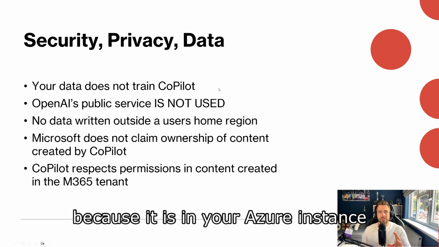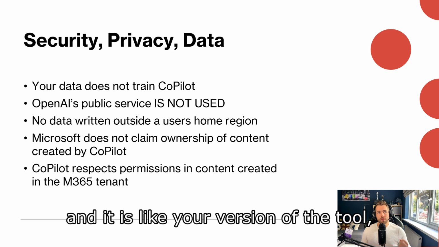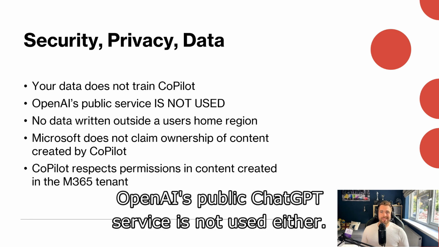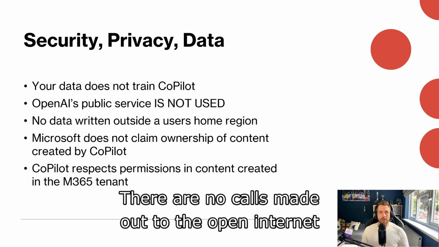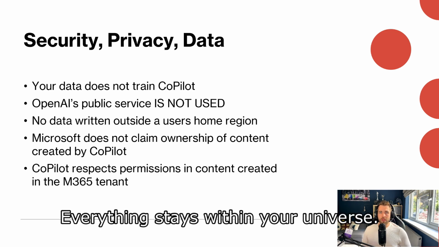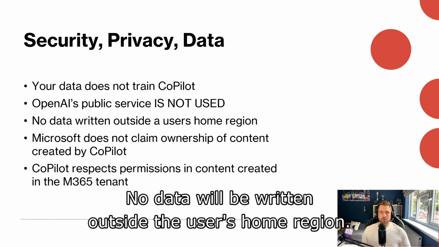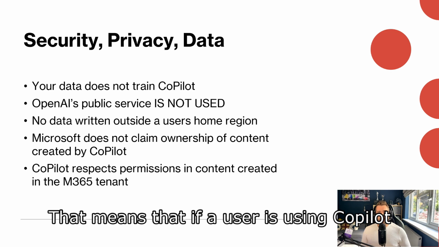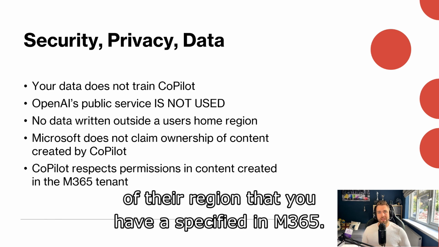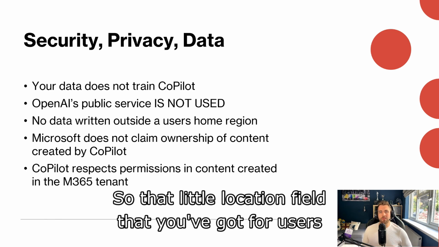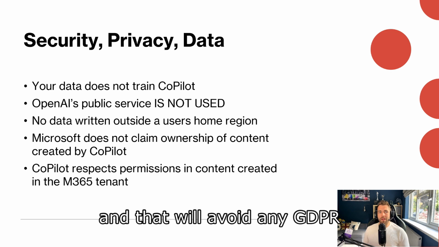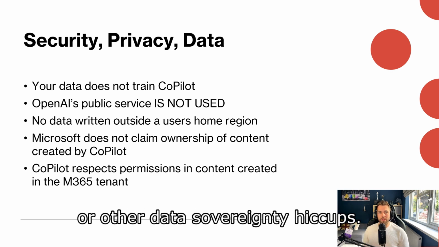Because it is in your Azure instance and it is your version of the tool, your data is not used to train CoPilot. OpenAI's public ChatGPT service is not used either. There are no calls made out to the open internet from your M365 tenant. Everything stays within your universe. No data will be written outside the user's home region. What does that mean? That means that if a user is using CoPilot to generate content, no data will be written outside of their region that you have specified in M365. So that little location field that you've got for users could be quite important if you are a global organization. So make sure that's set correctly, and that will avoid any GDPR or other data sovereignty hiccups.